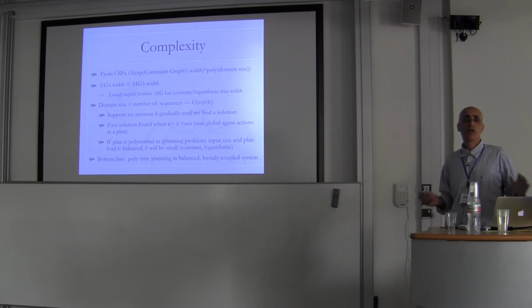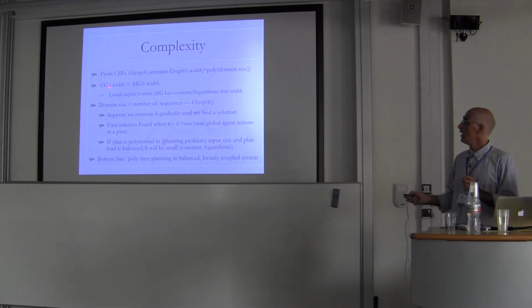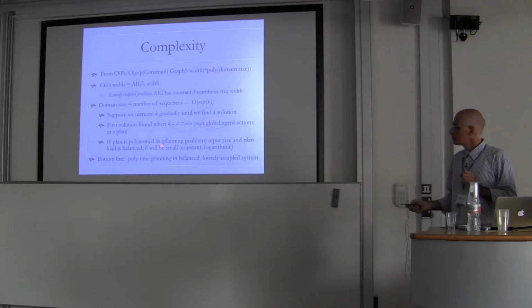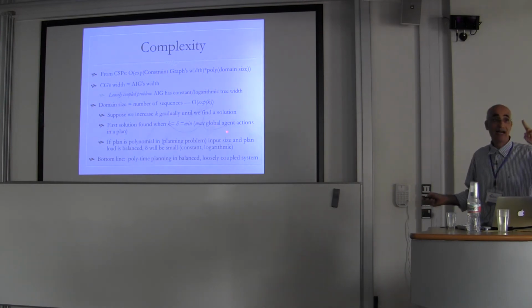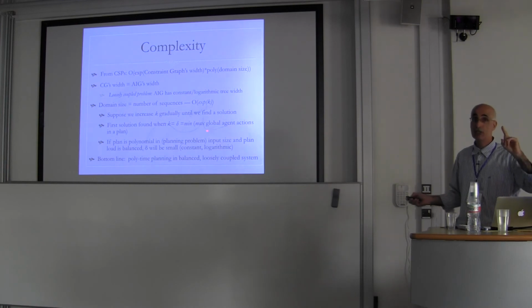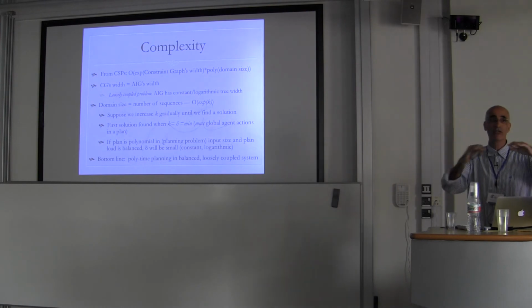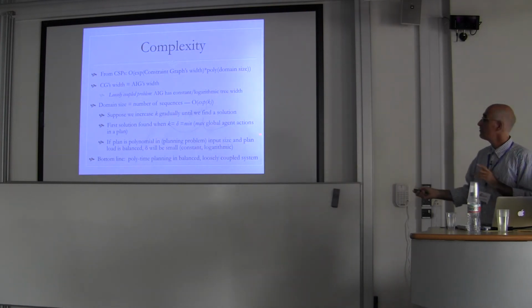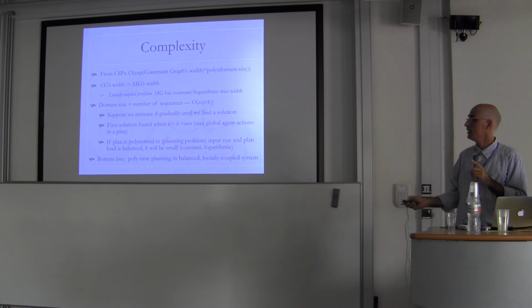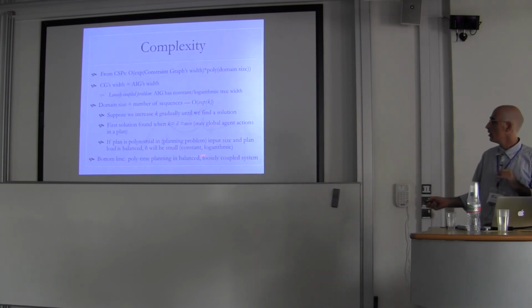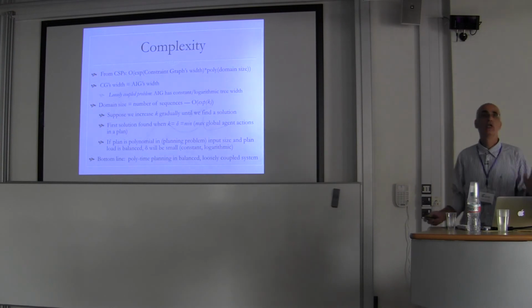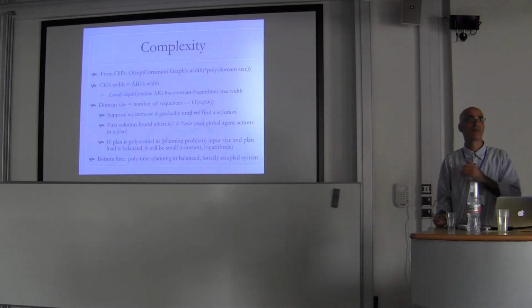Okay? So, the bottom line of all of this is that if you have a loosely coupled planning problem, say the tree width of the agent interaction graph is either constant or logarithmic, and the number of global actions, remember the set of actions an agent performs consists of the global actions and the local actions. But if the number of global actions that the agent performs is not too large, say constant or logarithmic, then you have a polynomial time algorithm that solves multi-agent planning.